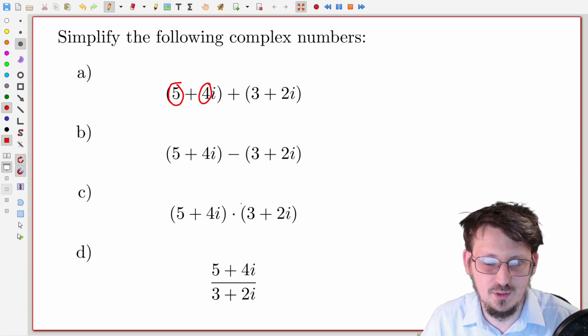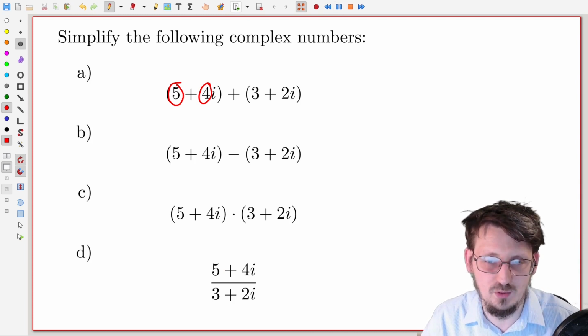The real tricky part starts when it comes to the multiplication of two complex numbers, because here you have to take care especially of the sign which you get when you multiply two i's with each other, two imaginary units. And then the most difficult part is actually the fraction of two complex numbers. And again, I want to have at the end a complex number where you have a real part and an imaginary part. So now we will start with part A.